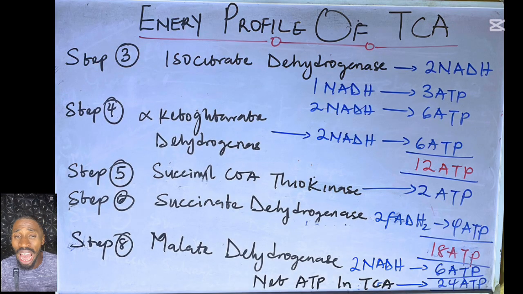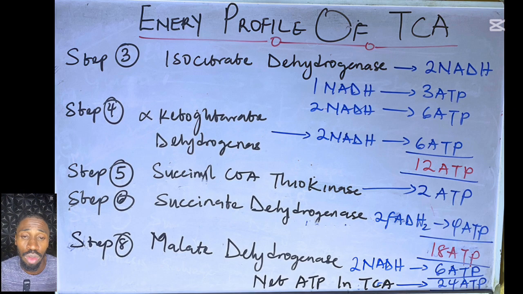Also, now we have how many? 6 ATP plus 6 ATP, we have 12 ATP. Now in step 5 we are forming ATP there. And which ATP are we forming? We are forming 2 ATP using substrate level phosphorylation.